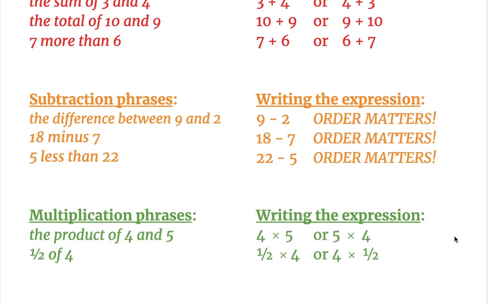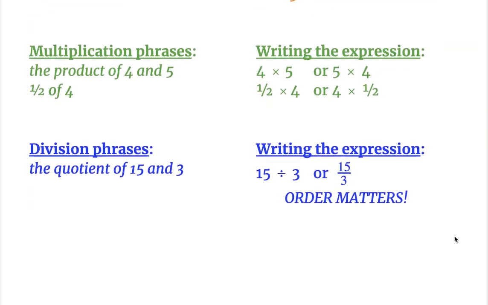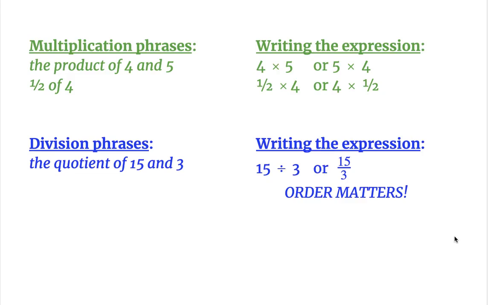Okay, so for multiplication and division, multiplication, most common phrases use product of. So if I say the product of 4 and 5, it's really 4 times 5 that you can write down, or 5 times 4, because multiplication, like addition, order doesn't matter. 4 times 5 is still 20, 5 times 4 is still 20.